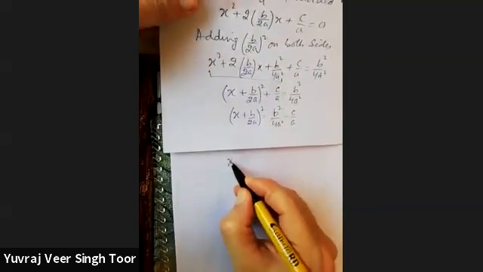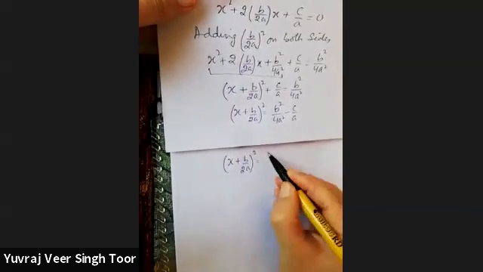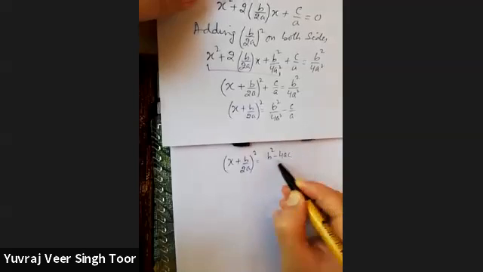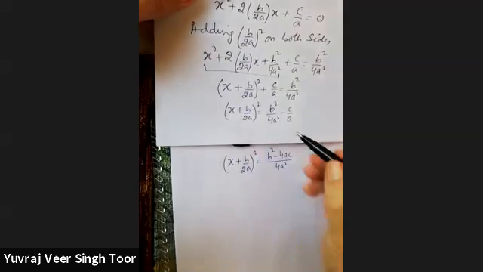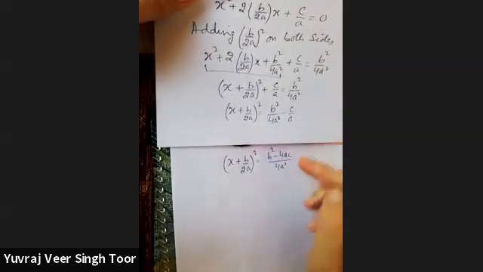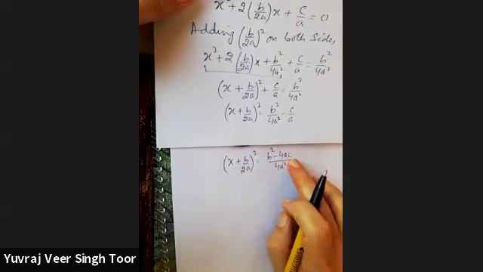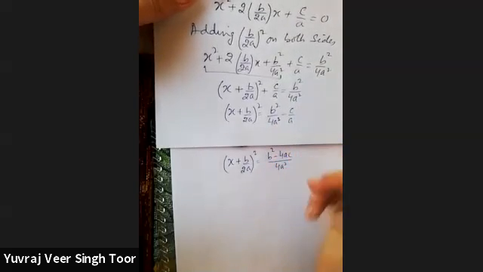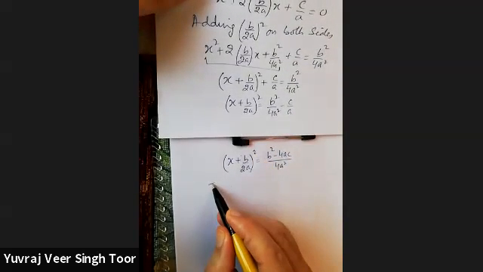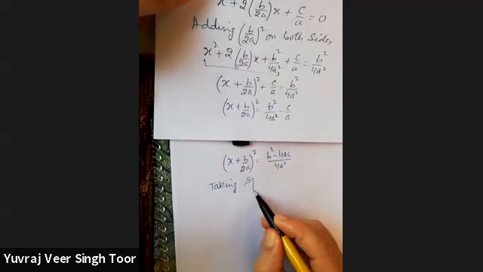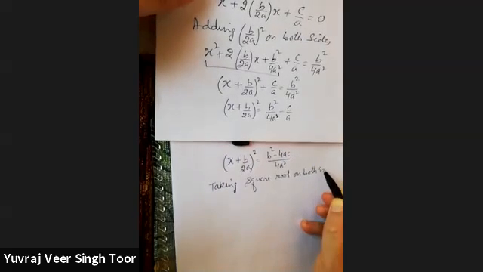Okay, so x plus b by 2a whole square equals b square minus 4ac upon 4a square. Why? Because the LCM of 4a square and a is 4a square. So I have to multiply this with 4a, right? Something from your algebra. Now what is next? This is the square. I have to get rid of this square. What we do? Taking square root on both sides.